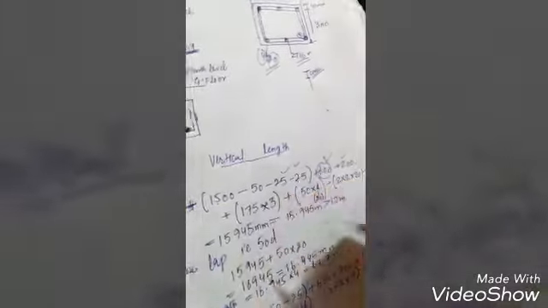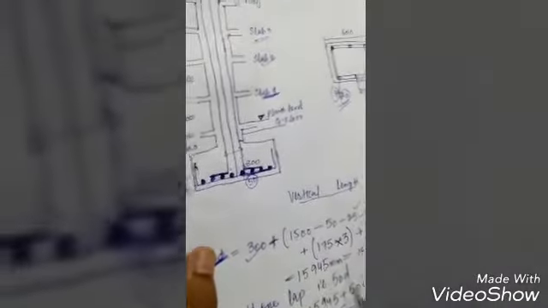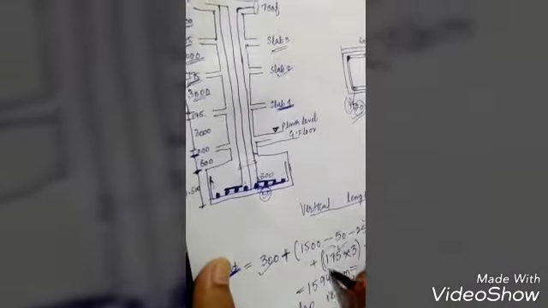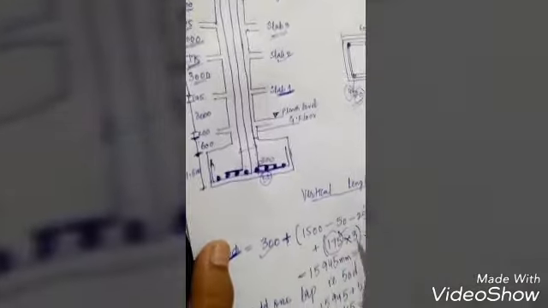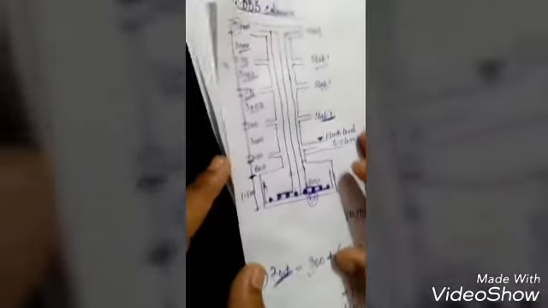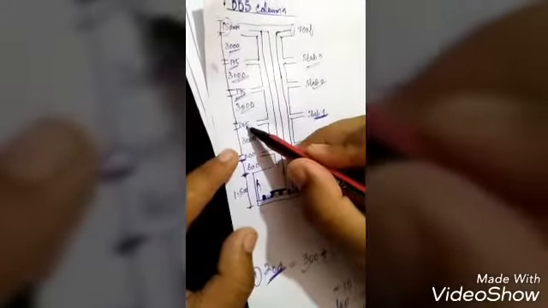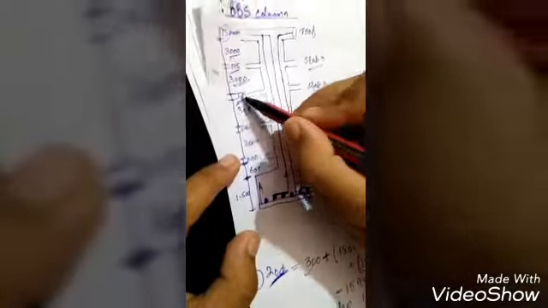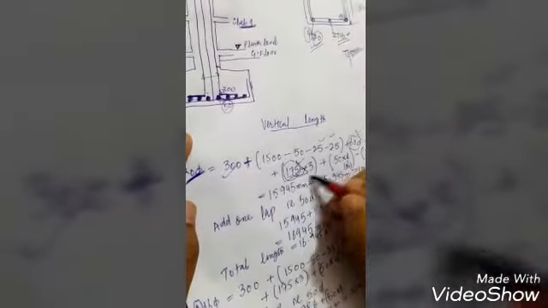Plus I will add 175 into 3, because 175 is the thickness of slab. It is 3 times. So you just see here is 175 1, 175 2, 175 3. So what I do, I just add 175 into 3 times.